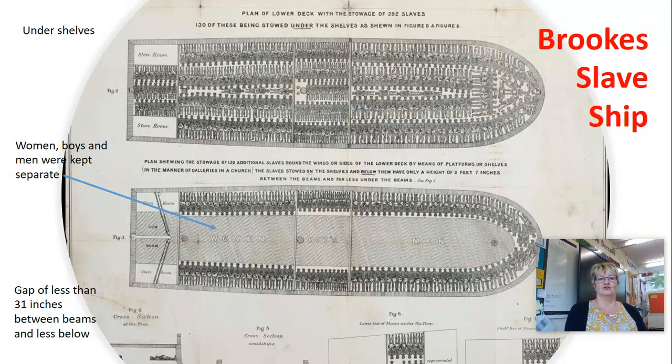Okay, so this is a diagram of the Brooks slave ship. As you can see, there are 2 layers. Women, boys and men were split so that they were in separate areas. However, if you look, they are crammed in, lying side by side. They were placed on shelves, they were put between beams. They had very little, if any, room to move whatsoever. And they were all chained together.